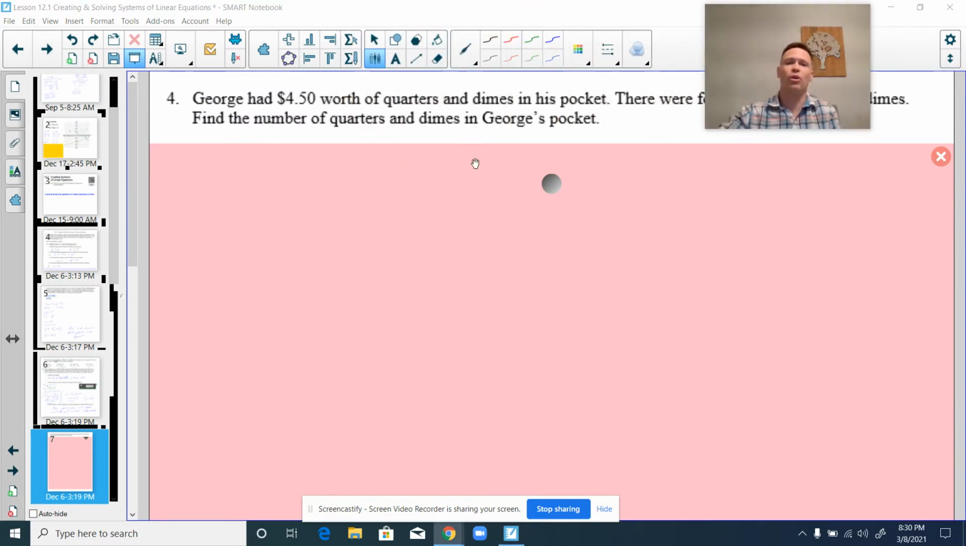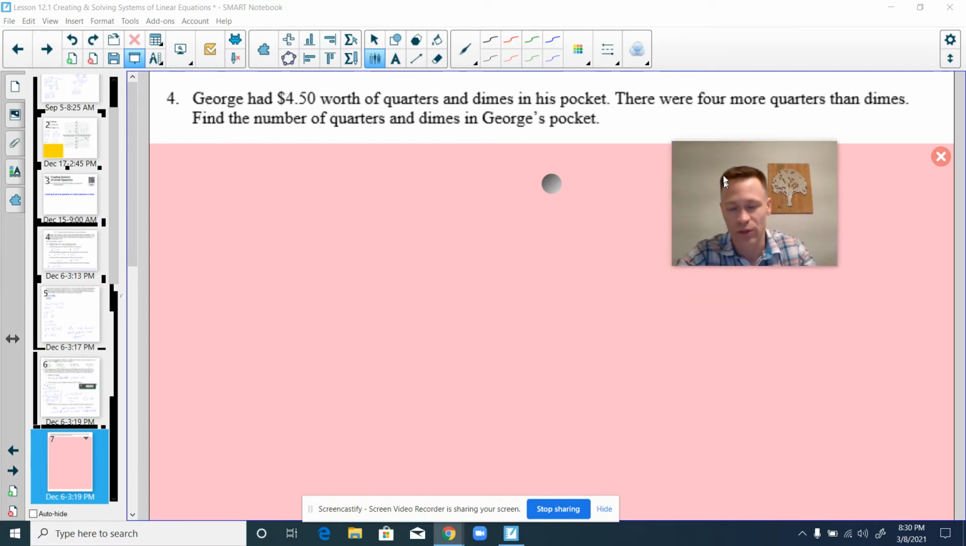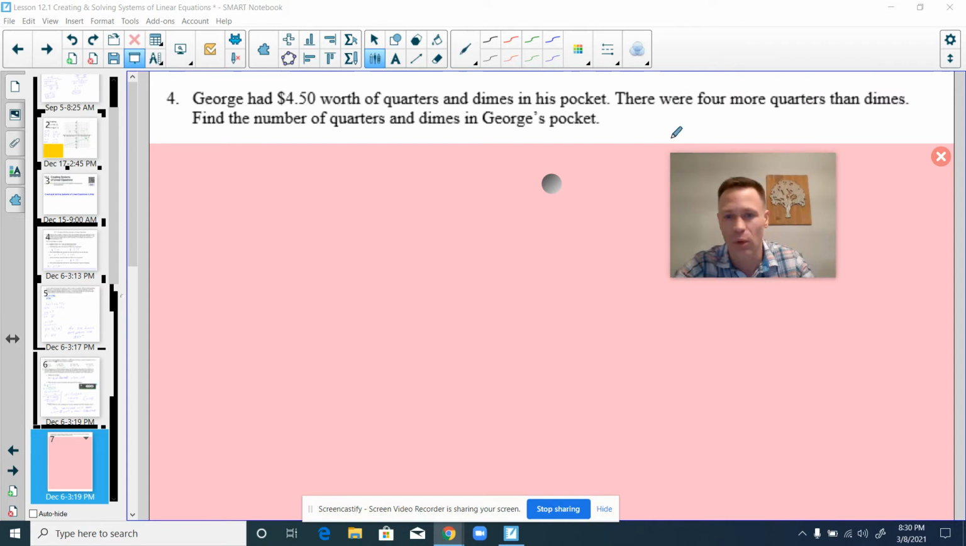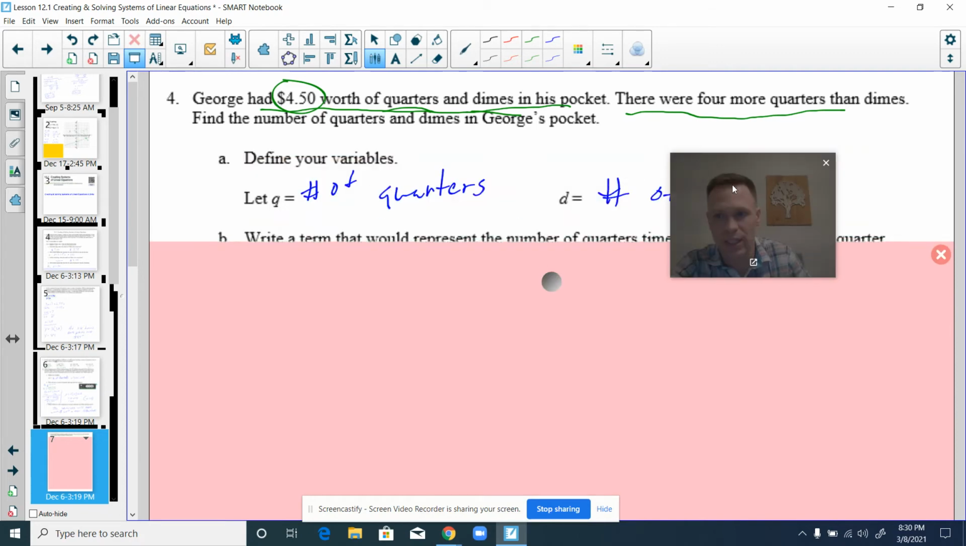So George, he had $4.50 worth of quarters and dimes in his pocket. There were four more quarters than dimes in his pocket. Find the number of quarters and dimes. So on the outside, this one, it's like, how in the world are we supposed to write equations? Well, there's somewhat hidden information in here. Like, we know what a quarter is worth. We know what a dime is worth, and we know how much money is in his pocket. So that's where one of the equations is going to come from. The other one's going to come from this statement right here, saying that there are 4 more quarters than dimes in his pocket. So let's break it down.